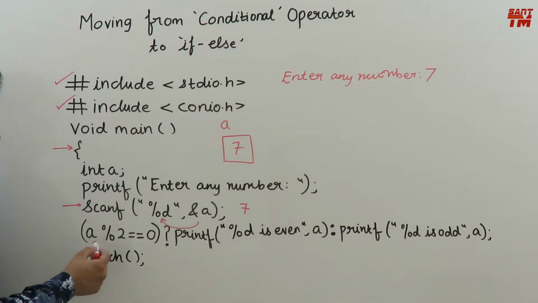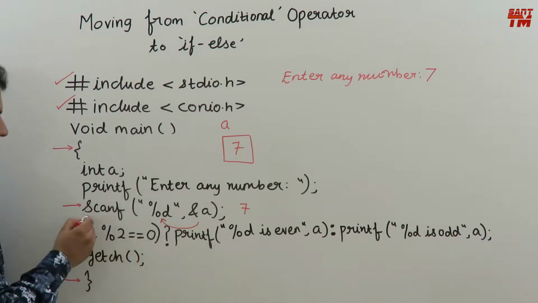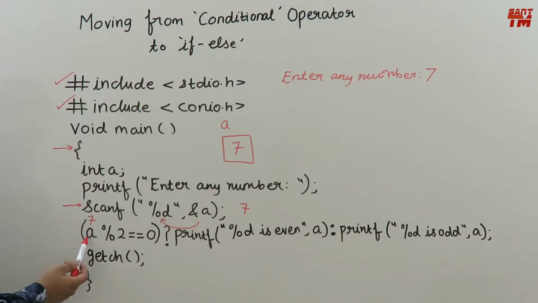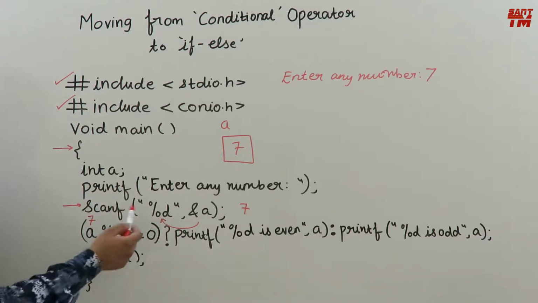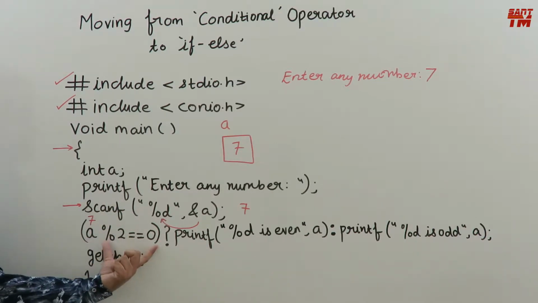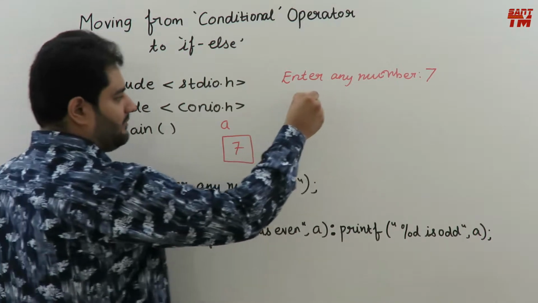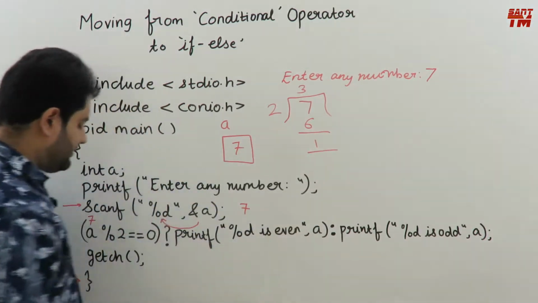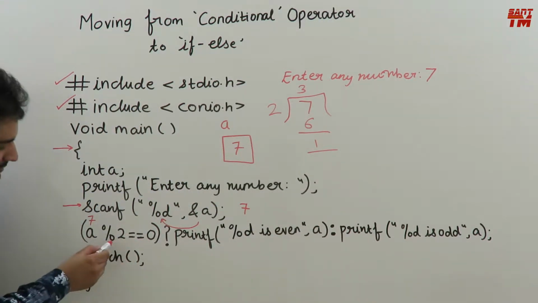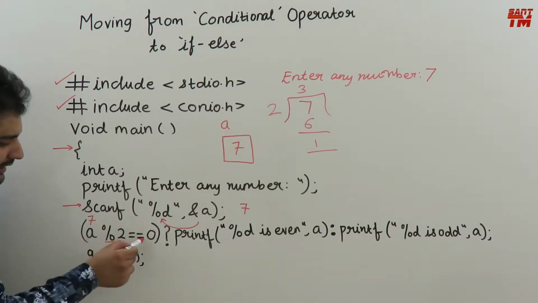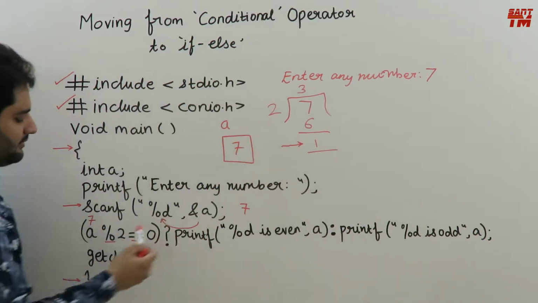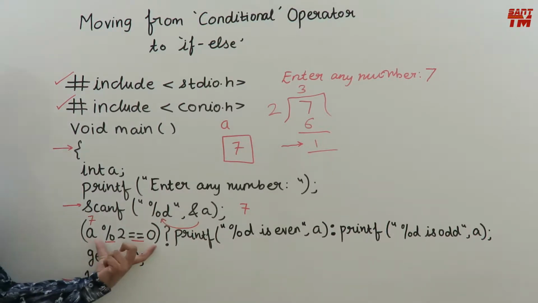Okay, then a%2 == 0. A will be replaced by 7 because in the memory of a we have substituted 7. So it will be 7%2 == 0 question mark. Basically this part of the statement is checking whether, if we divide 7 by 2, the remainder is 0 or not, because the modulus sign calculates the remainder and the equal to sign checks whether the value is equal to something or not. So 7%2, we calculated that the remainder is 1. So 1 is not equal to 0. That means this part is false.